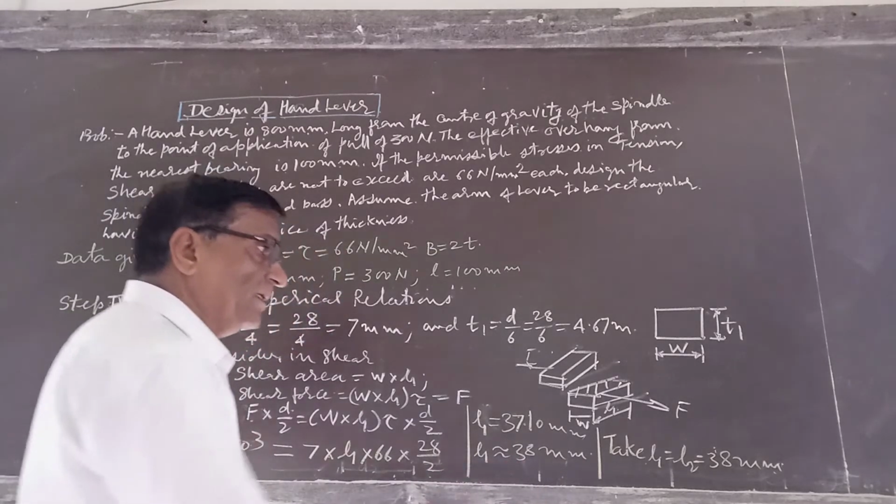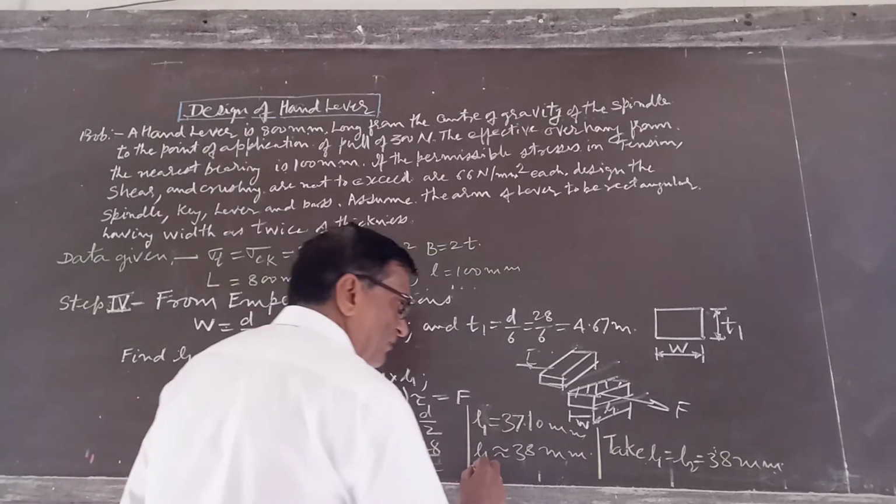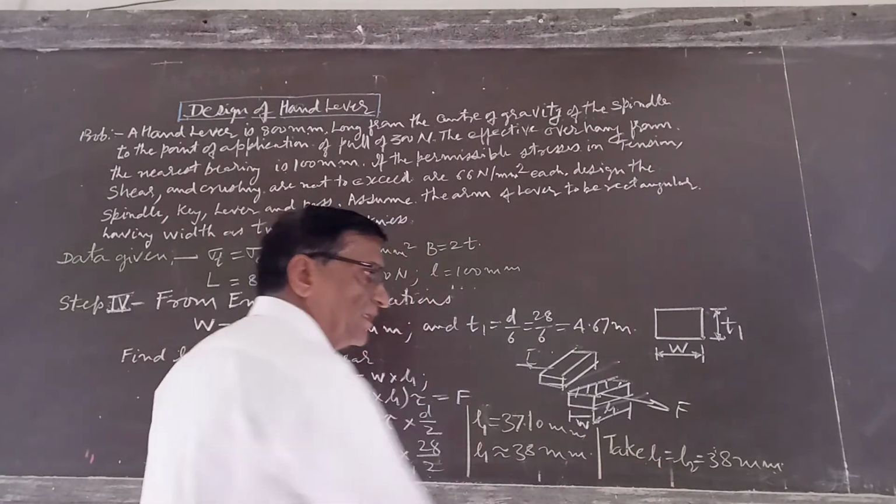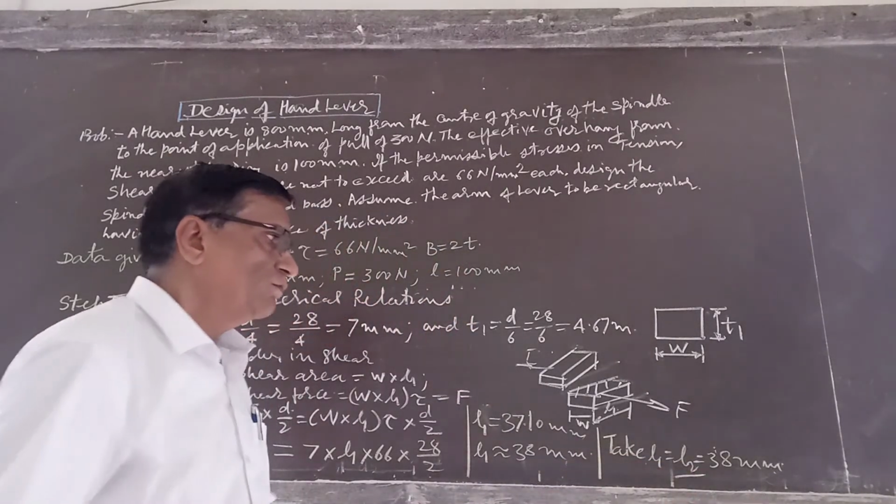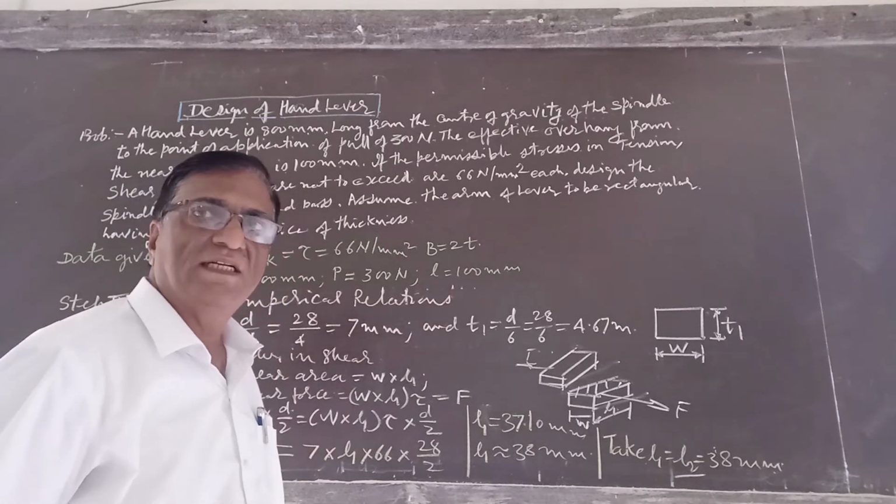Now we will take the length of the key equal to the length of the boss. Length of the boss is L2. So we will increase the length of boss to 38 millimeter.